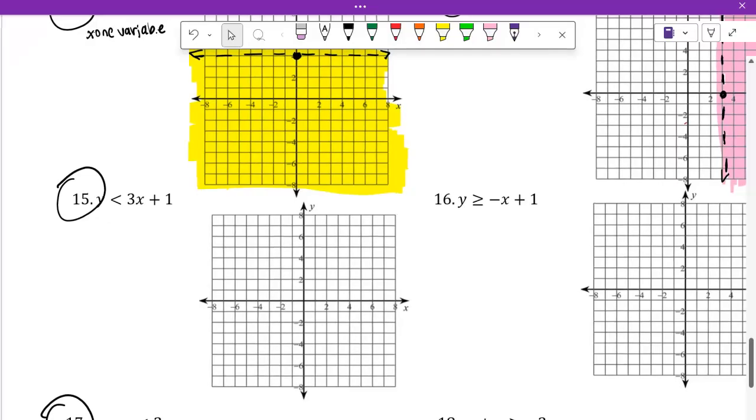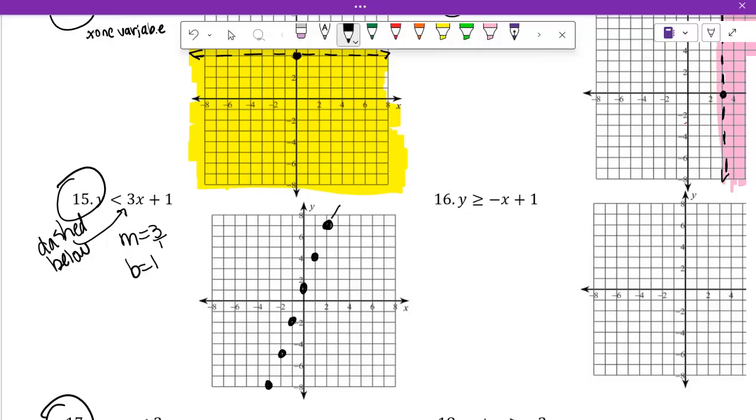Number 15, I have y is less than 3x plus 1. So here, I know this is going to be a dashed line, and I'm going to shade below. So I'm going to start graphing. My slope is 3. My y-intercept is 1, or 3 over 1. So I'm going to go to 1, and I'm going to go up 1, 2, 3 over 1, 1, 2, 3 over 1. And I'm just going to do it for my whole graph. And this should be a dashed line.